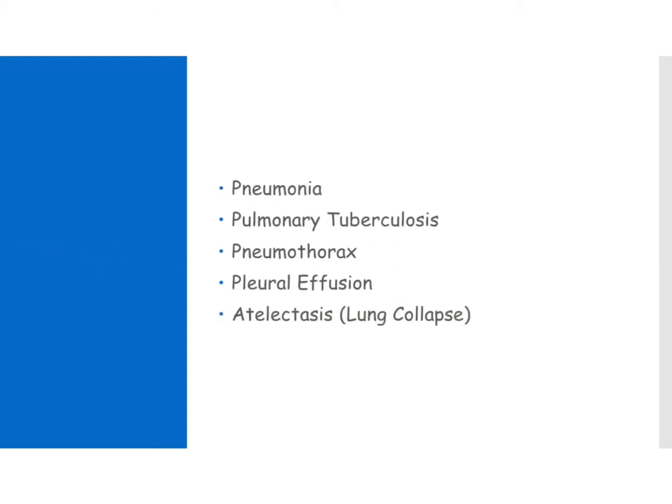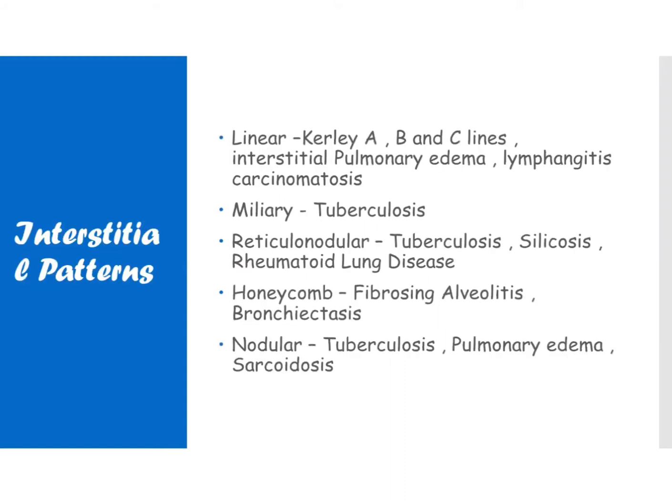So the conditions we'll be talking about will be pneumonia, pulmonary tuberculosis, pneumothorax, pleural effusion, and atelectasis. Okay, sorry, this slide was supposed to come before, but let's talk about it. Just as we talked about alveolar patterns, there are also interstitial patterns: linear, miliary, reticular nodular, honeycomb, and nodular.